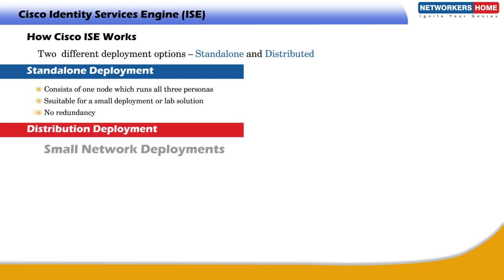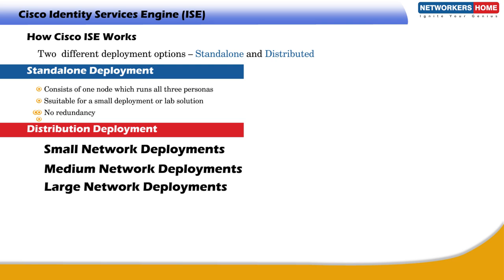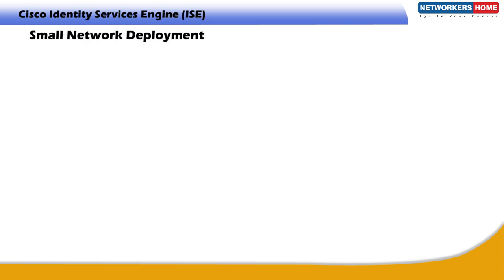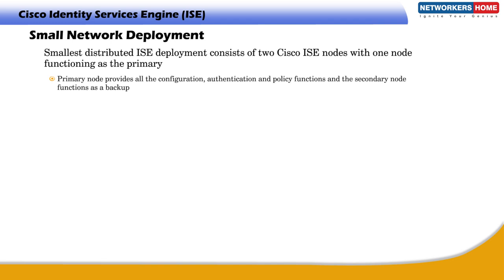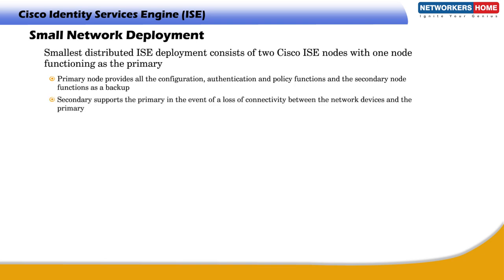Distributed deployment. Small network deployments, medium network deployments, large network deployments. Small network deployment. The smallest distributed ISE deployment consists of two Cisco ISE nodes, with one node functioning as the primary. The primary node provides all the configuration, authentication and policy functions, and the secondary node functions as a backup. The secondary supports the primary in the event of a loss of connectivity between the network devices and the primary.